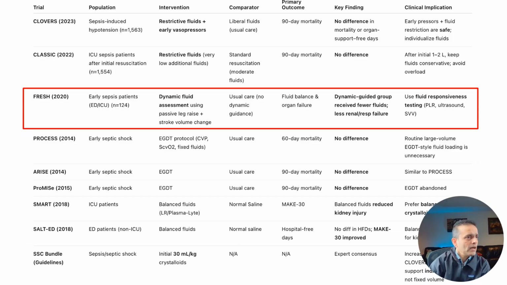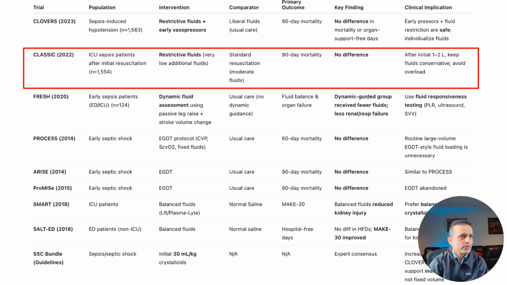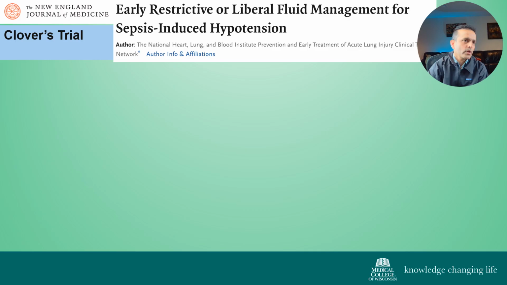The first study was done in the ICU and emergency department. It included dynamic fluid assessment using passive leg raise, and what they found was that the dynamic-guided group received fluid and had less renal or respiratory failure. And then there was another classic trial, where they studied restrictive fluid management in ICU patients. The key point there was that after the initial 1 to 2 liters, keep fluid conservative and avoid overload.